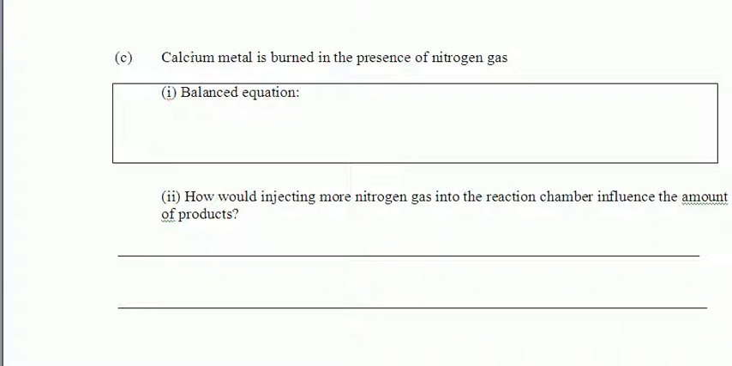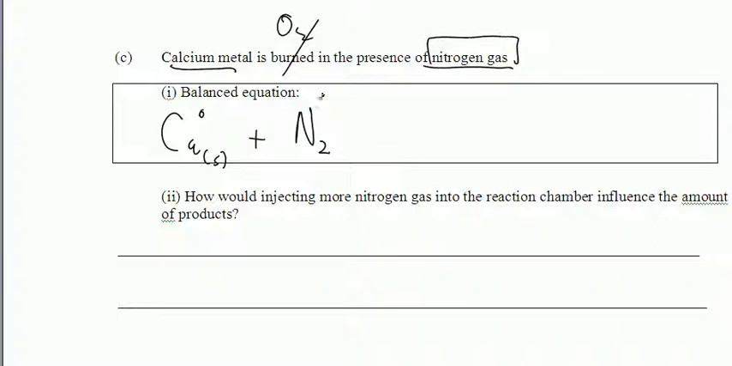C. Calcium metal is burned in the presence of nitrogen gas. Calcium metal, Ca0, it's going to be a solid. Now don't automatically put O2 just because you said burned. If it doesn't say nitrogen, we'll be using O2. But in this case, it does say nitrogen gas. So nitrogen gas, this is also 0. It's a gas. Well, if you have two things that are both 0, one's going to have to go up in charge and the other's going to have to go down in charge. In this case, calcium is going to go up to 2 plus, and nitrogen is going to go down to 3 minus, and it makes Ca3N2.